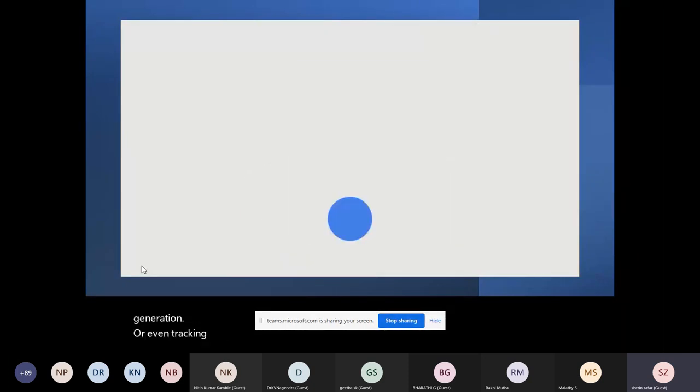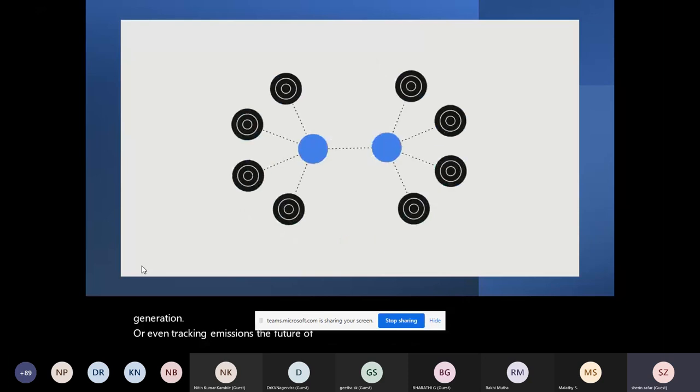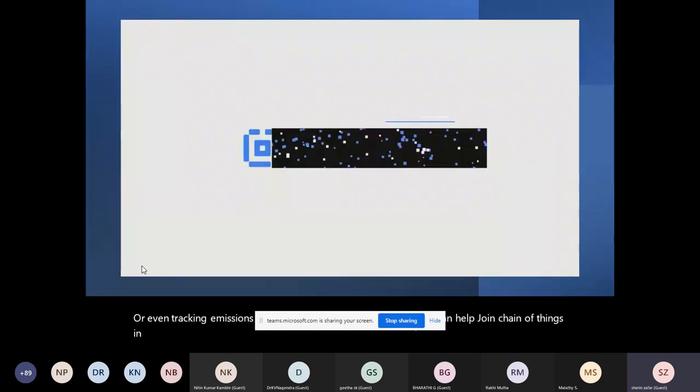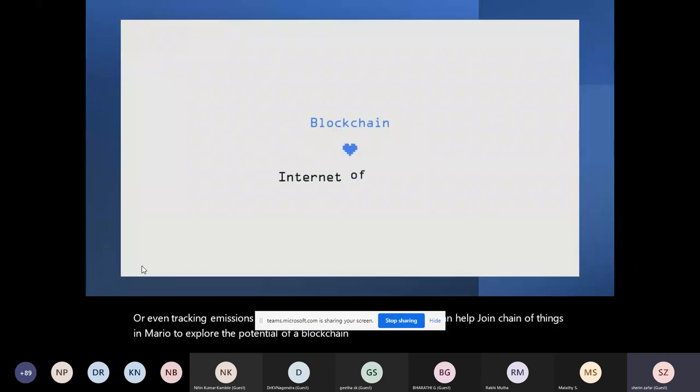The future of IoT is uncertain. Blockchain can help. Join Chain of Things and Maru to explore the potential of a blockchain-enhanced future for the Internet of Things.